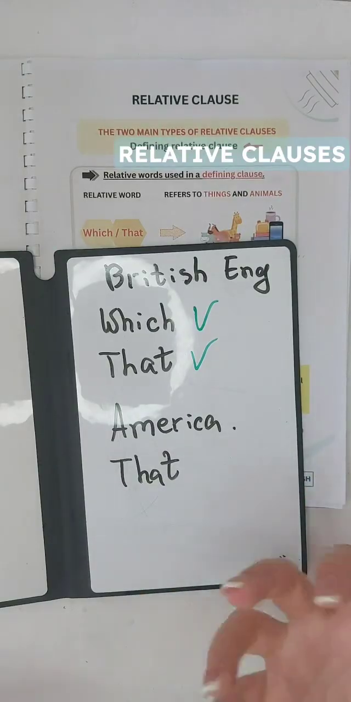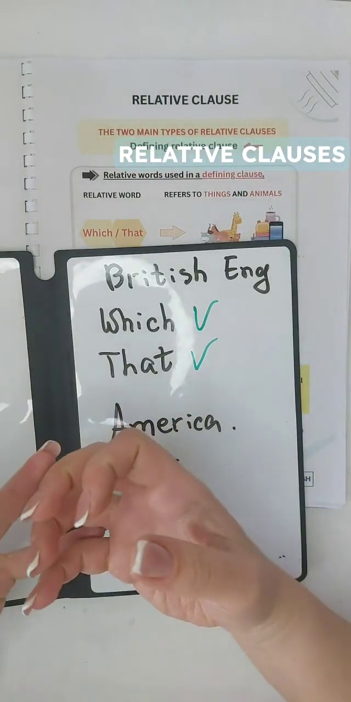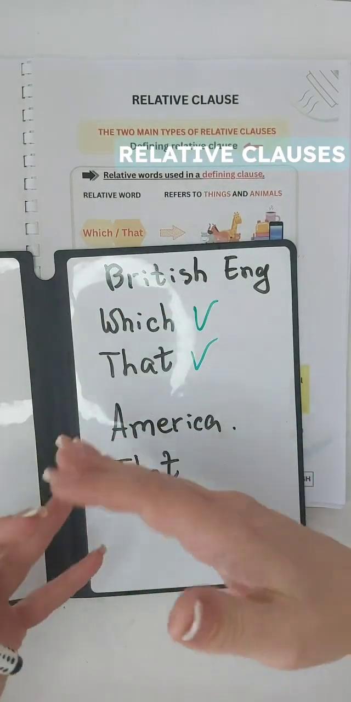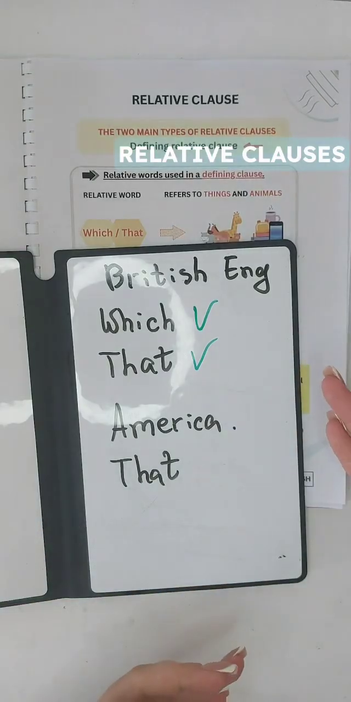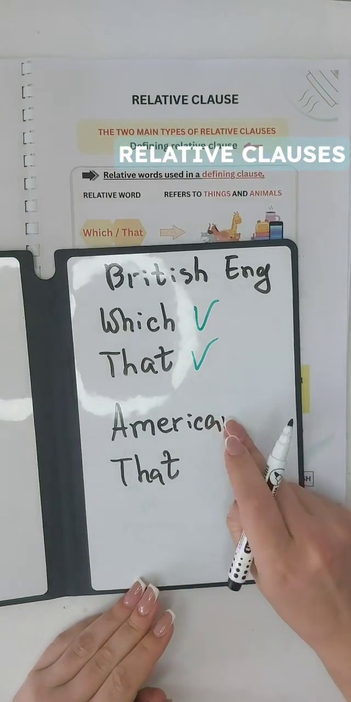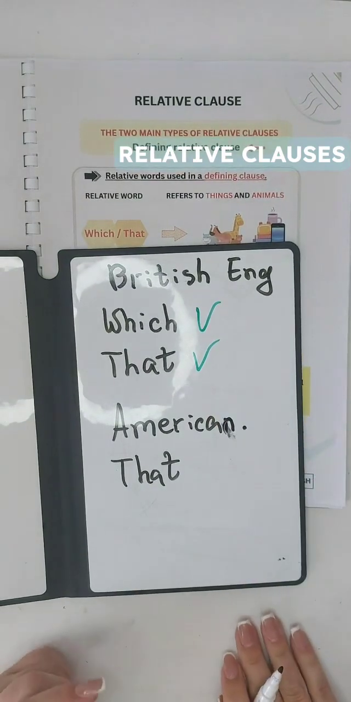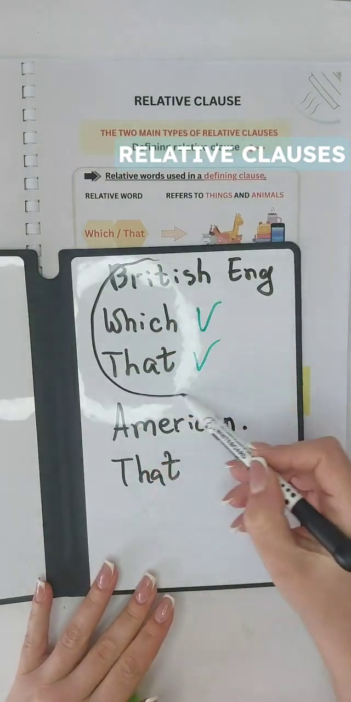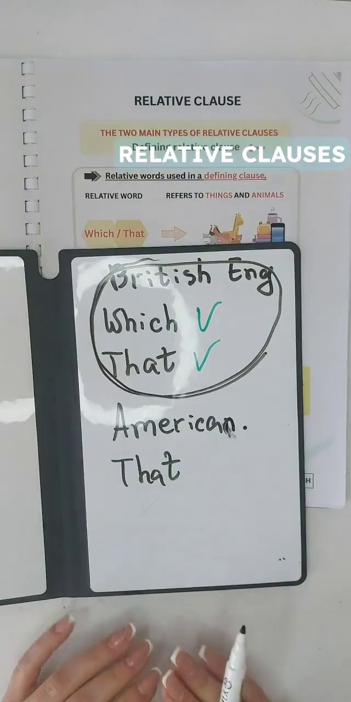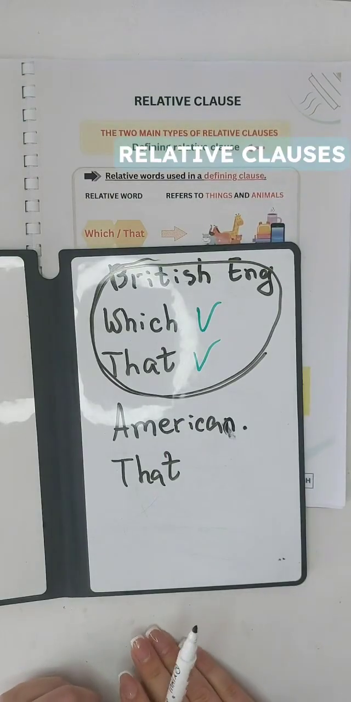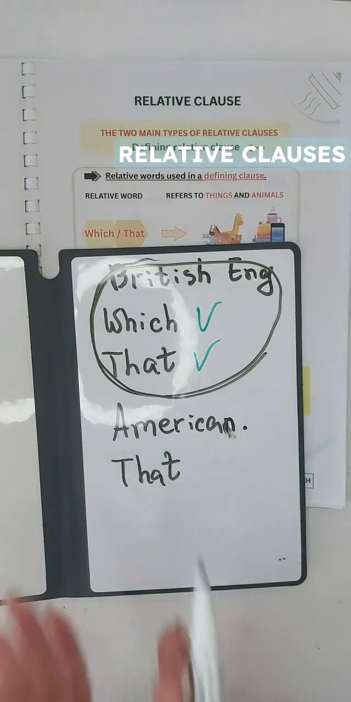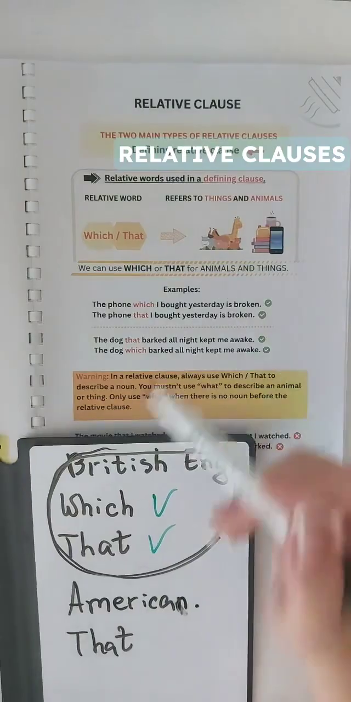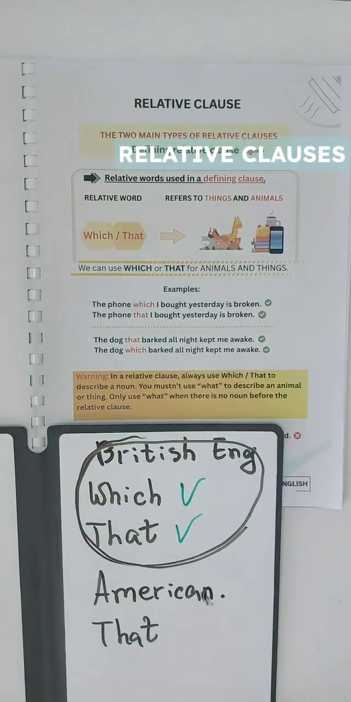However, we all know that English is English. I would say American is just the accent and not the language, right? Because when we learn grammar, we learn English grammar, not American, right? So which and that, they are both correct when talking about things and animals. Okay?